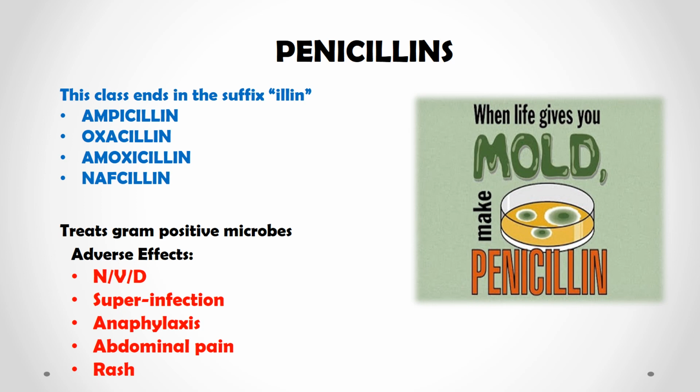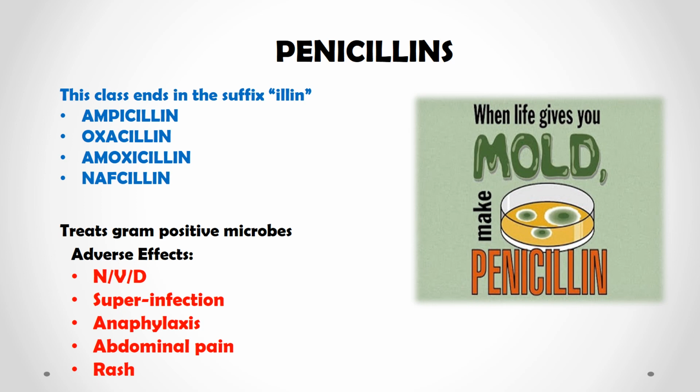Our first class of antibiotics are the penicillins. This class of antibiotics ends in the suffix -illin, as in I-L-L-I-N. Examples of these drugs include ampicillin, oxacillin, amoxicillin, and nafcillin. Penicillins treat a wide variety of infections, including pneumococcal infections, streptococcal pharyngitis, syphilis, and even gonorrhea. Penicillins generally treat gram-positive microbes.